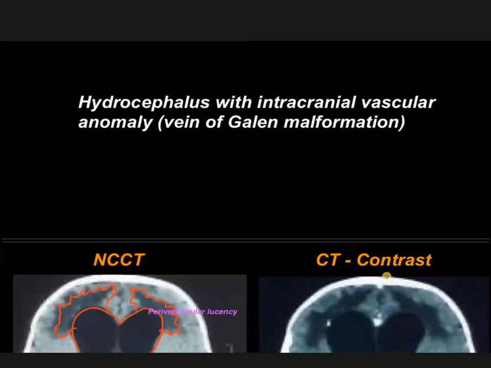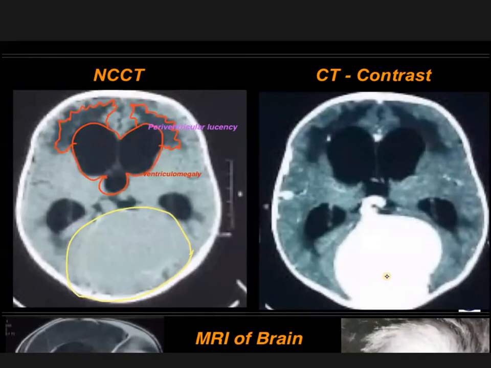We have done the non-contrast CT scan, showing a big, well circumscribed isodense lesion at the back of the head, with compression over the posterior part of the third ventricle, possibly causing triventriculomegaly with periventricular hypodensity. And on contrast CT, we can see a brilliantly contrast enhancing, well circumscribed lesion, with a lot of venous structures in the subarachnoid space and fissure, possibly showing features of venous hypertension.